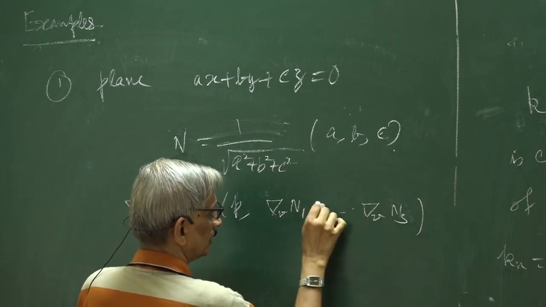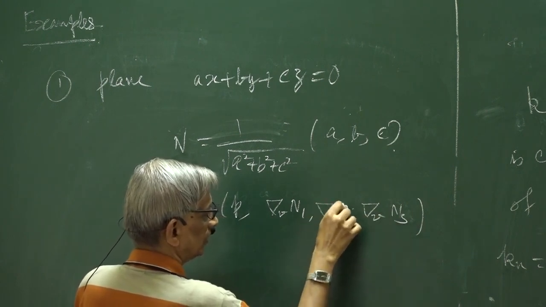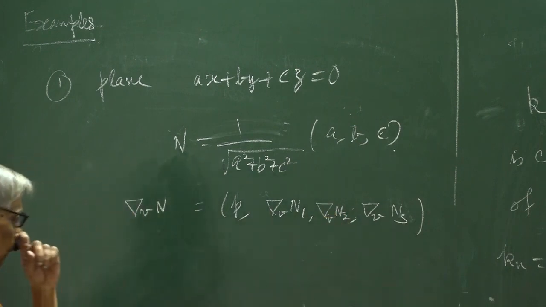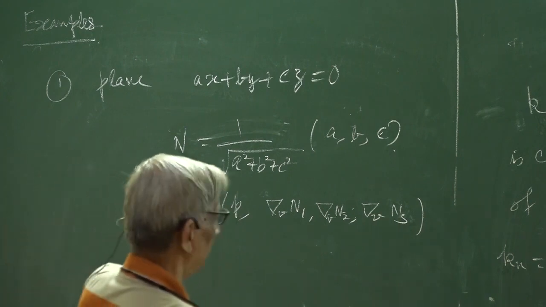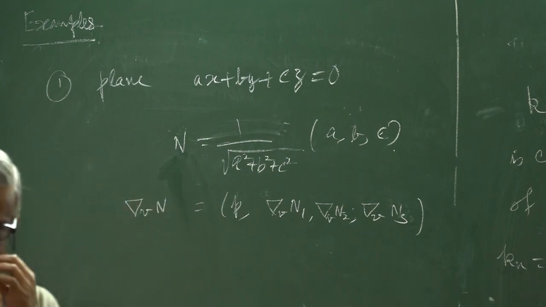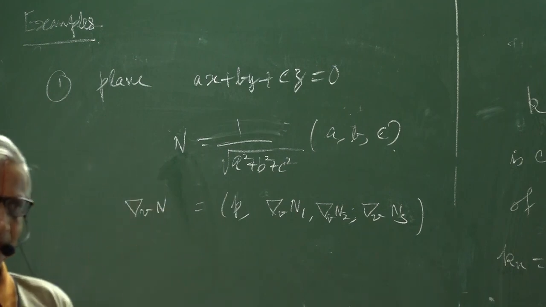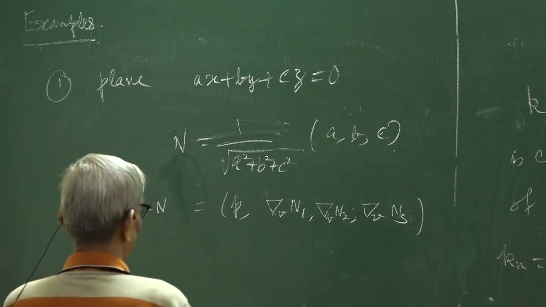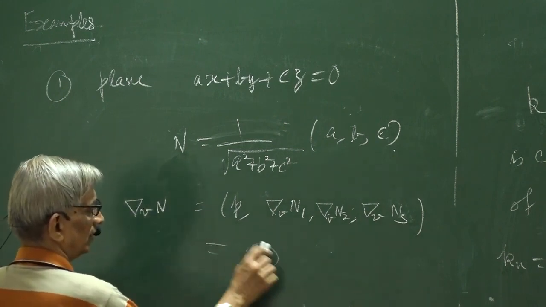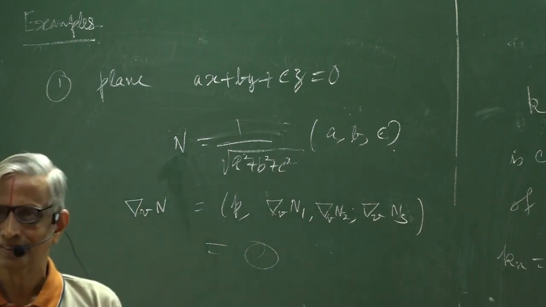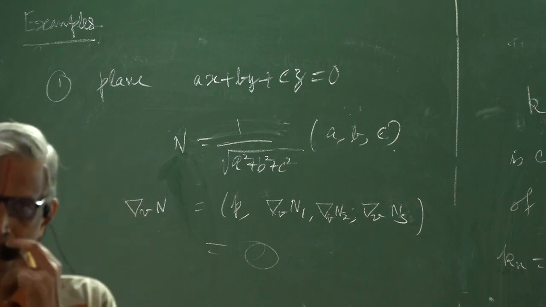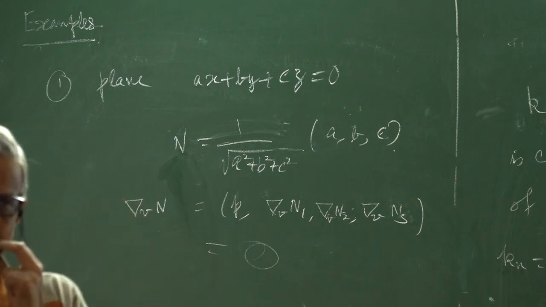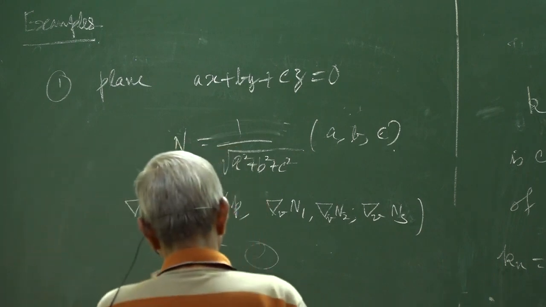So N1, N2, N3 are all constants now, ABC over something. So when you differentiate, you're going to get zeros, right? Which means the Weingarten map is the 0 map. Correct?